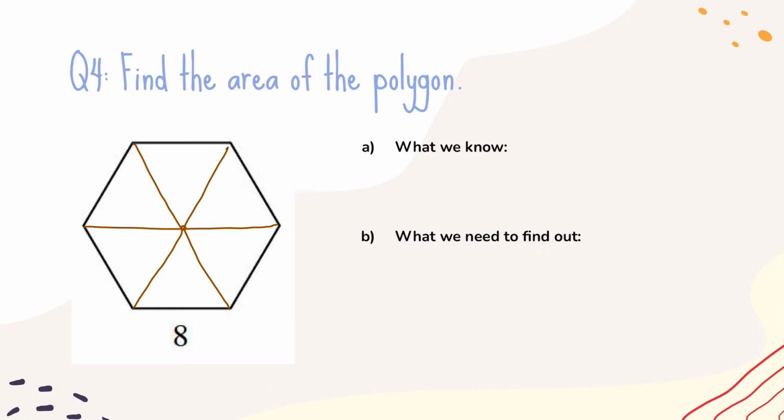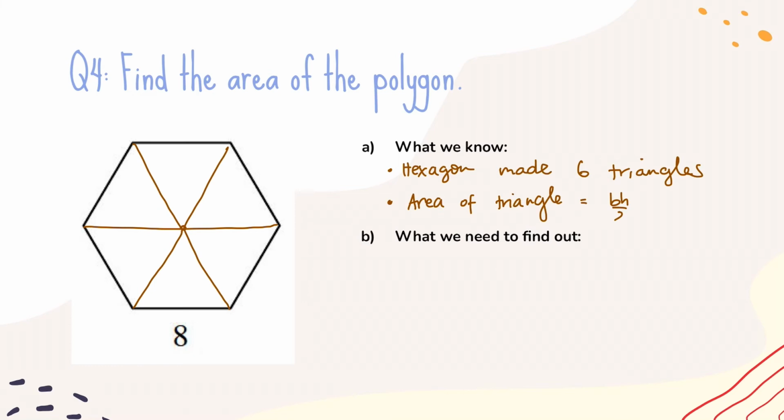Okay, so what we know is that a hexagon is made of 6 triangles. And we also know how to find the area of a triangle. So the area of a triangle is base times height divided by 2. Those are the two things that are super crucial in a problem like this.